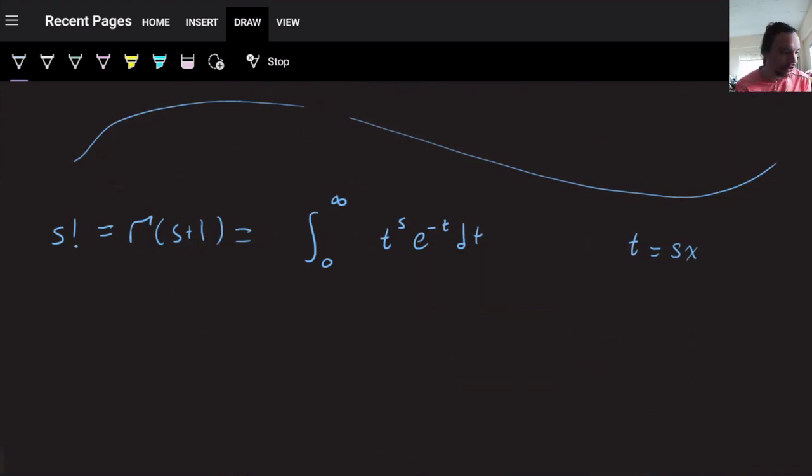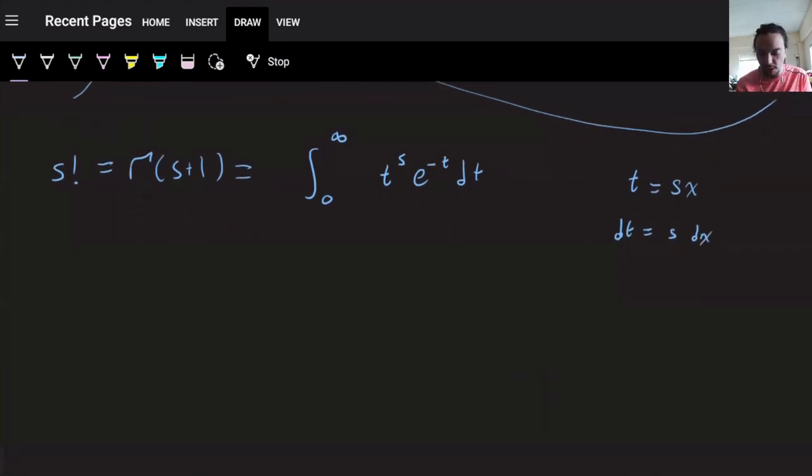I'm going to write t is equal to s times x. Okay, so s is our variable, but I'm just scaling t by that variable. So now dt is equal to s dx. All right, and if we substitute this in, then we're going to get the integral from 0 to infinity. T is s x, so we get (sx) to the s, e to the minus s x, and then s dx.